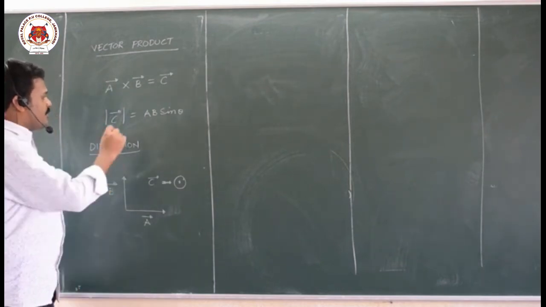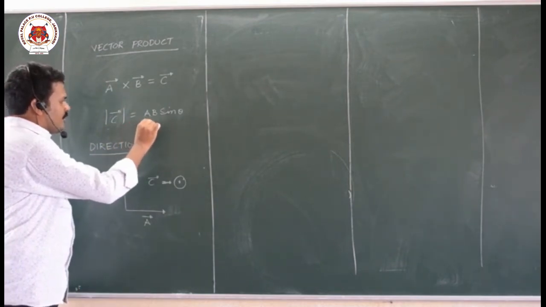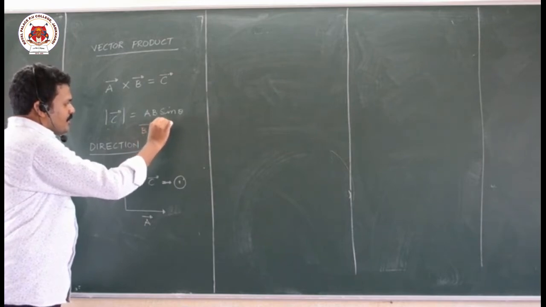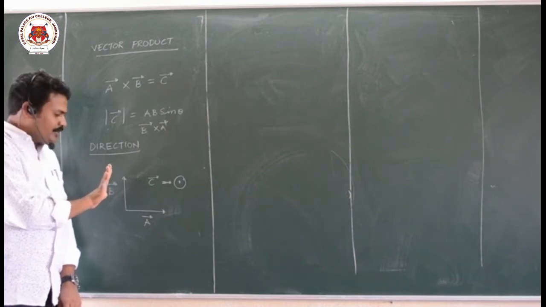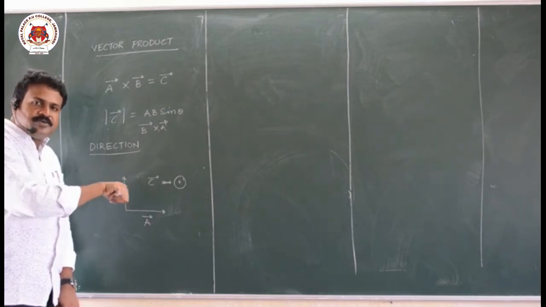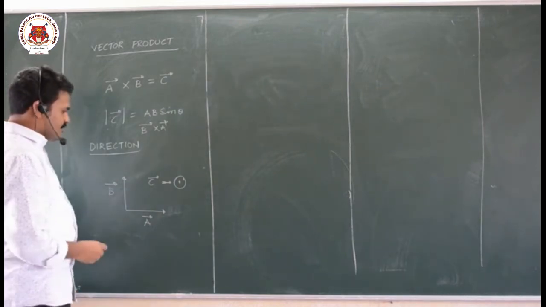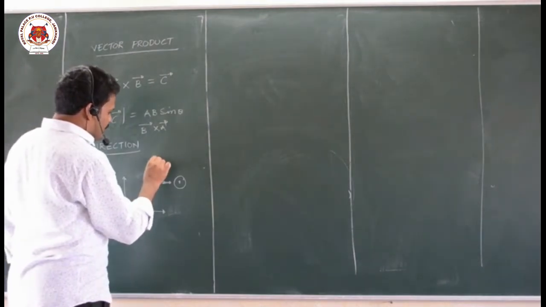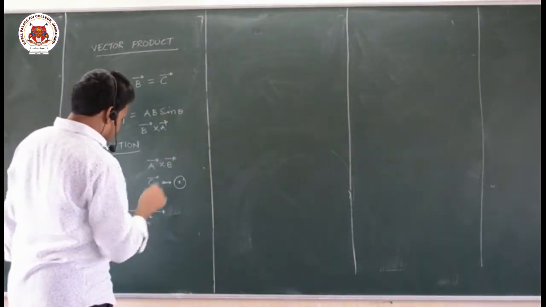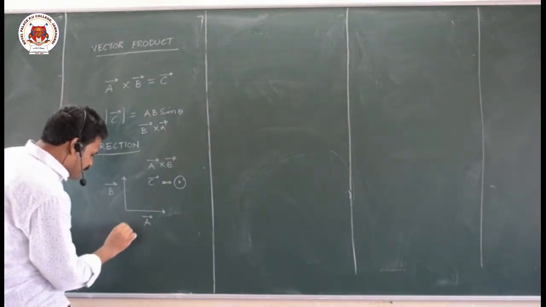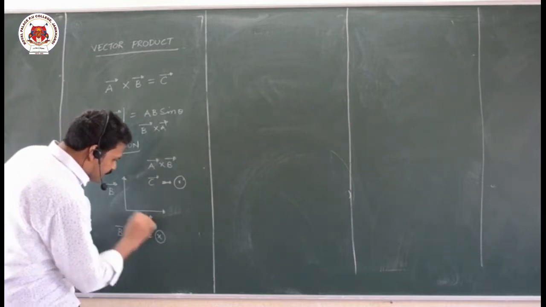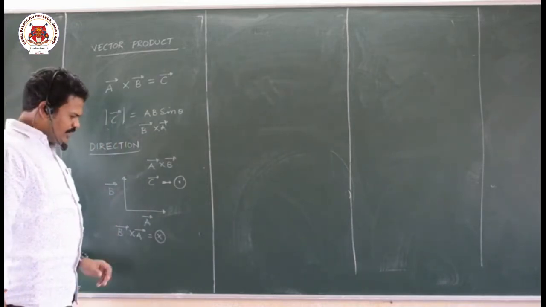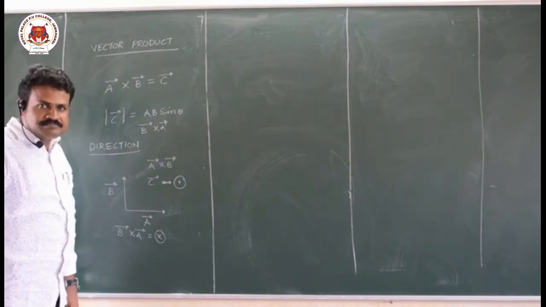Suppose you are doing b bar cross a bar. You have to keep your hand perpendicular to both the vectors, and b cross a gives the direction of c bar. So for a bar cross b bar, c bar is out. For b bar cross a bar, c bar is into the plane. This is the condition.